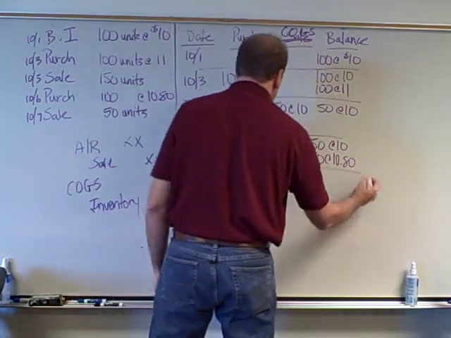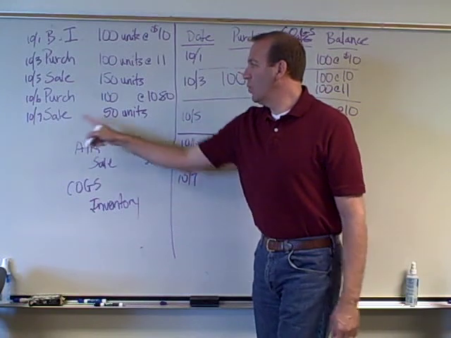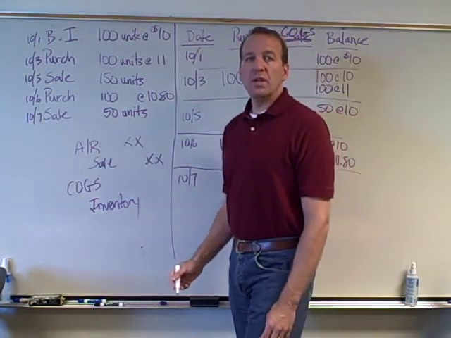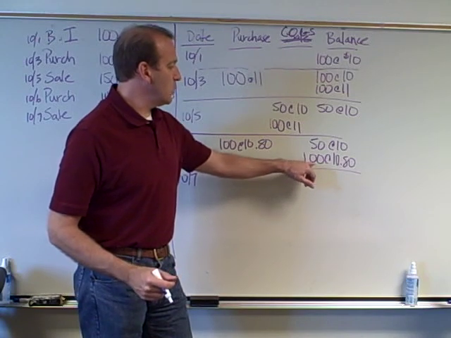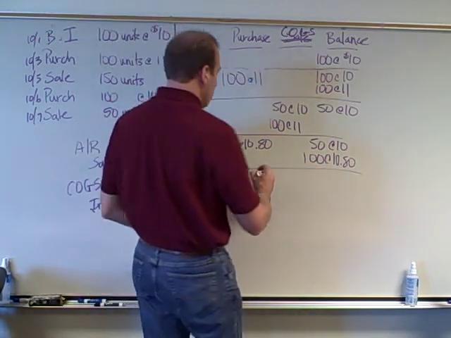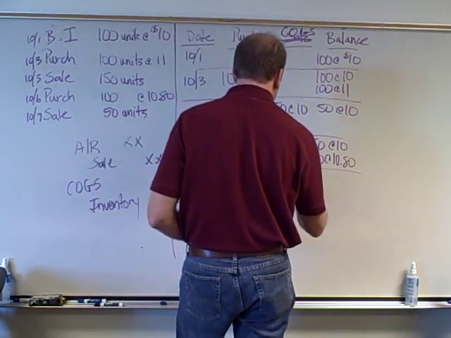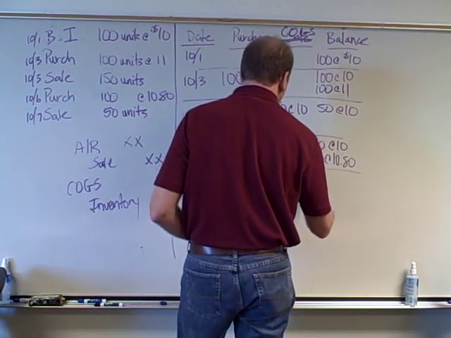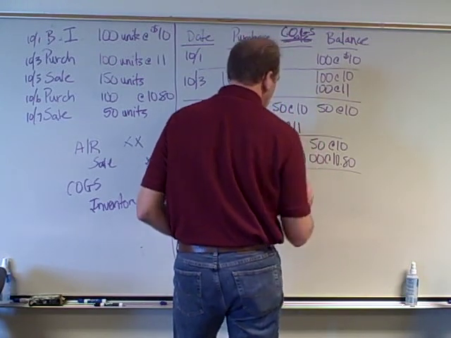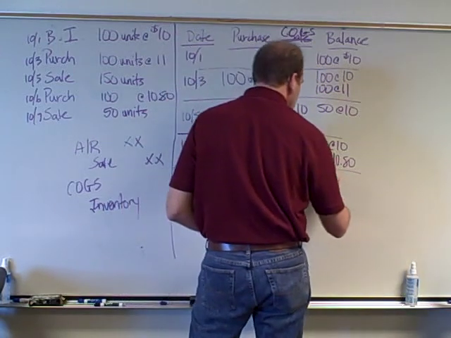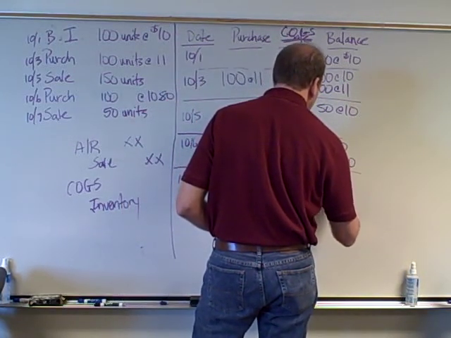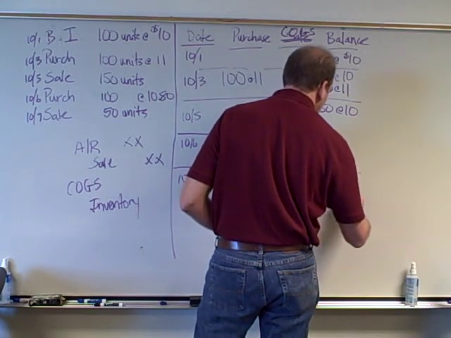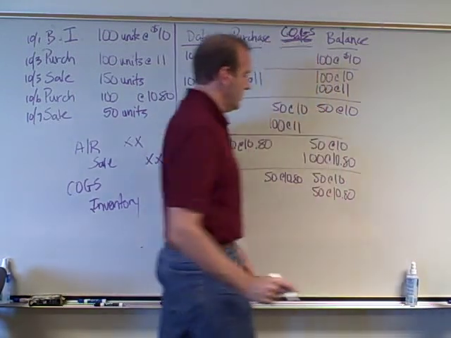Now, on the 7th, we're selling 50 units. Which units did we sell? Well, last in, first out is telling us we sold these. So we sold just 50 of those, so let's put 50 at $10.80. And what do we have left? Well, we still have 50 of those $10 ones. And we have 50 at the $10.80 ones.